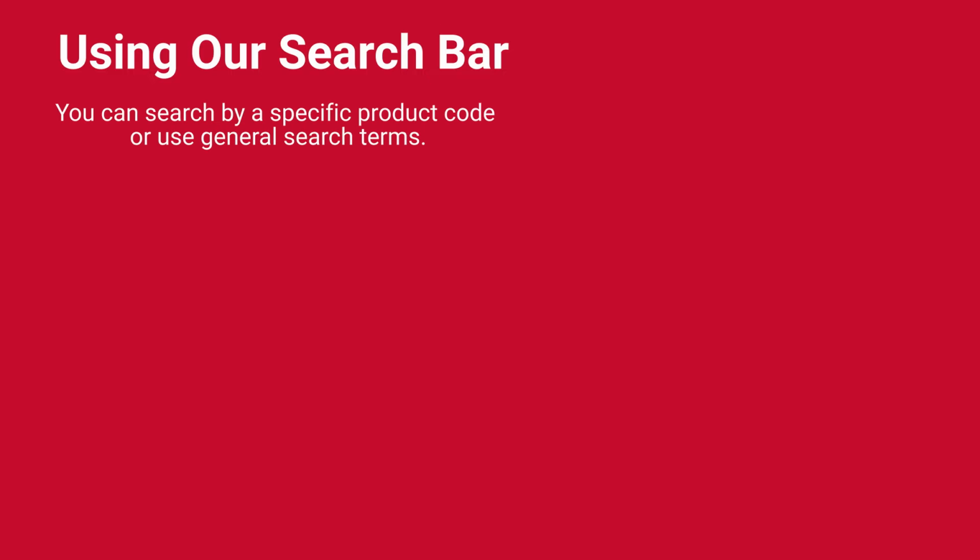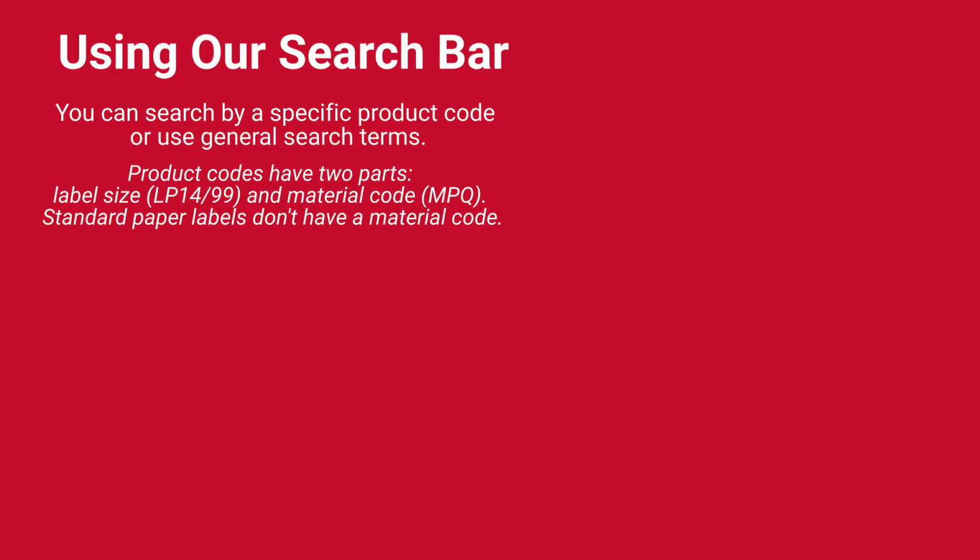Using our search bar, you can search by a specific product code or use general search terms. Product codes have two parts, a label size, like LP14/99, and a material code, like MPQ. Standard paper labels don't have a material code.